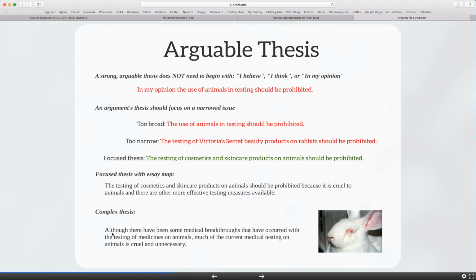So just as a side note to how to write that complex thesis, here we go. Although there have been some medical breakthroughs that have occurred with the testing of medicines on animals, much of the current medical testing on animals is cruel and unnecessary, right? So in this case, I'm saying a little bit of both with response to medical testing, right? That it's cruel and unnecessary, but we have gotten a lot of really wonderful medicine out of that kind of testing.